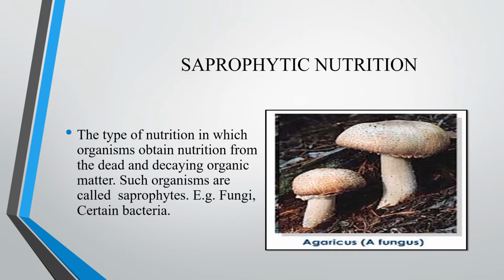Saprophytic nutrition. Already we saw three types in heterotrophic nutrition. What are they? Saprophytic, parasitic, and holozoic. Now we can see saprophytic nutrition. Saprophytes means the organisms obtain nutrition from dead and decaying organic matter. Best example we can say is mushroom. They are getting their food from dead and decaying matter. Here in this diagram it shows a fungus, Agaricus.